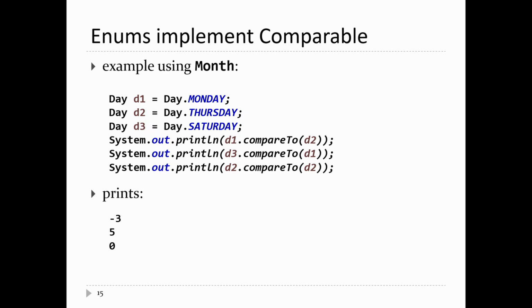CompareTo also returns the difference between two objects as an integer value. So here's Monday and Thursday. If I compare Monday to Thursday, Monday is 3 days ahead of Thursday, so I get -3. Saturday is 5 days after Monday, so when I compare Saturday to Monday, I get 5. And of course, Thursday is equal to itself, so when I compare Thursday to Thursday, I get 0. So compareTo is implemented in a way such that it basically takes the difference between the positions of the two constants.